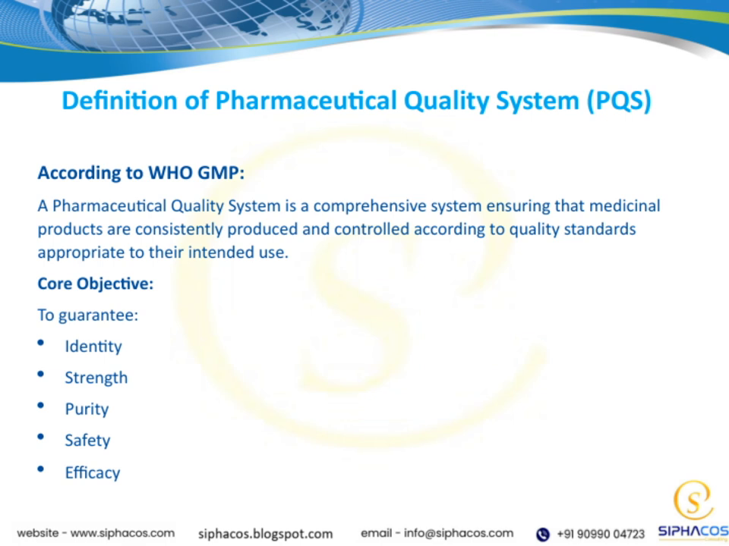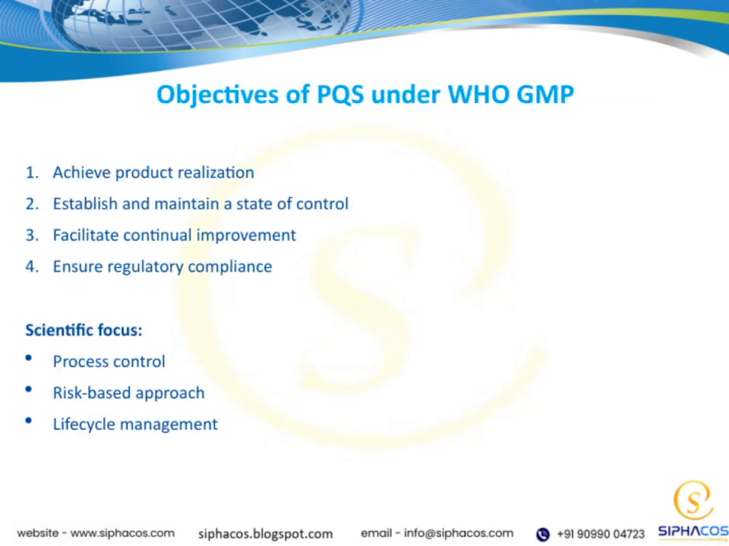Connecting this to our overall theme, a robust PQS is essential for building trust in pharmaceutical products and ensuring patient safety at every stage of production. Let's take a closer look at the objectives of the Pharmaceutical Quality System, or PQS, under WHO Good Manufacturing Practice.